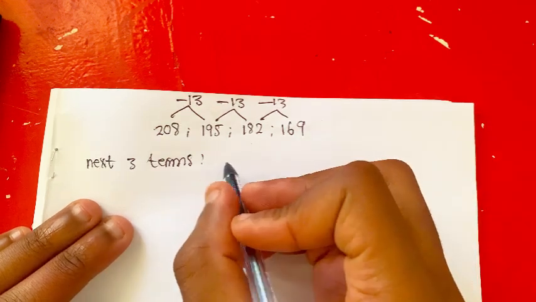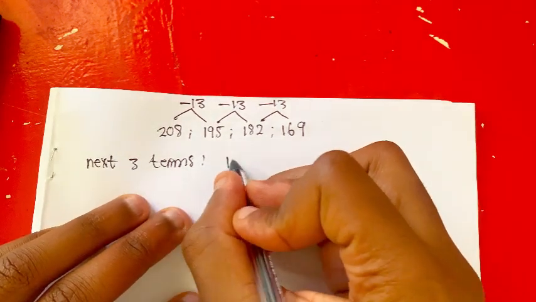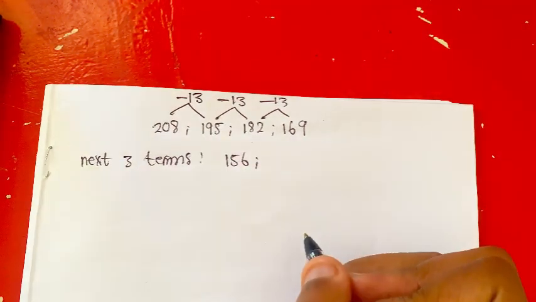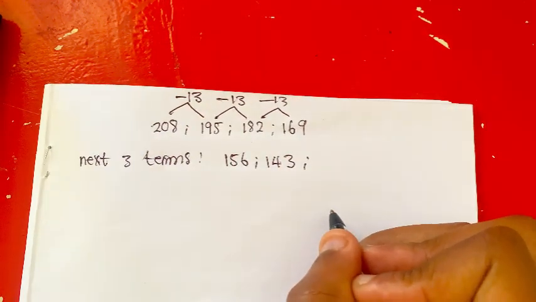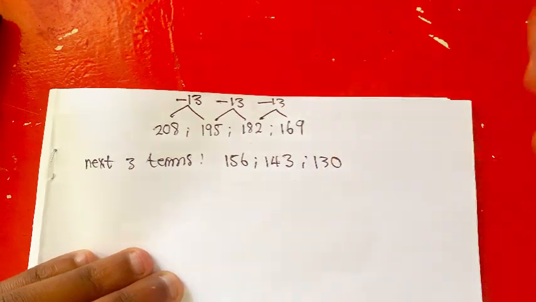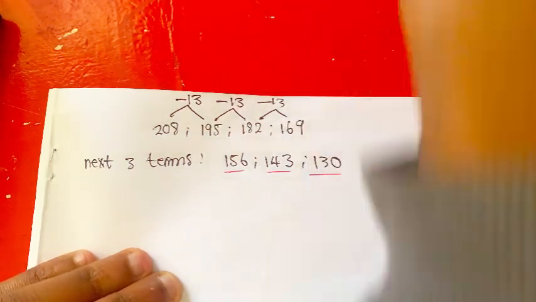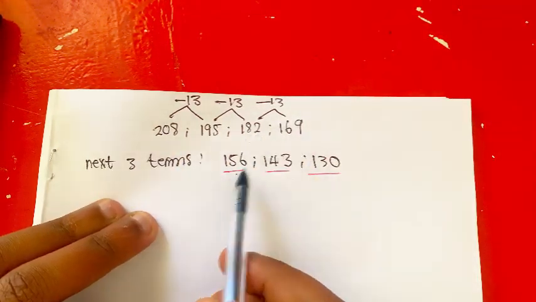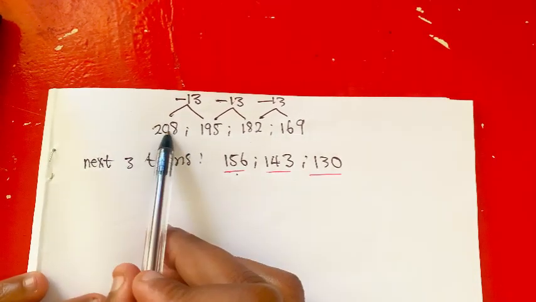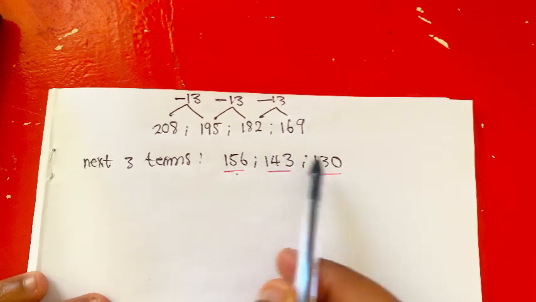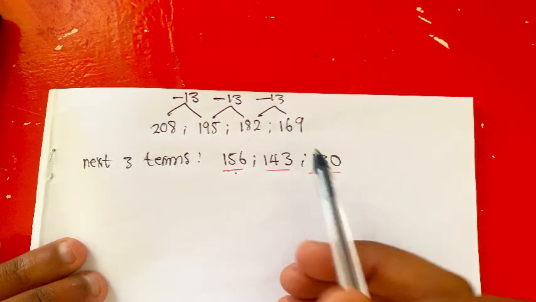So for the next 3 terms, you'll say 169 minus 13, and you'll get your next term, which is 156. And you'll subtract 13 from that, you'll get 143. Subtract 13 from that, you'll get 130. So these are your next 3 terms. This is term number 1, term number 2, 3, 4, 5, 6, 7. Simply saying it's your next 3 terms doesn't mean this is term 1. Term 1 is this, term 2, term 3, term 4, term 5, term 6, term 7. It just means that it's the next 3 terms following the already occurring terms.